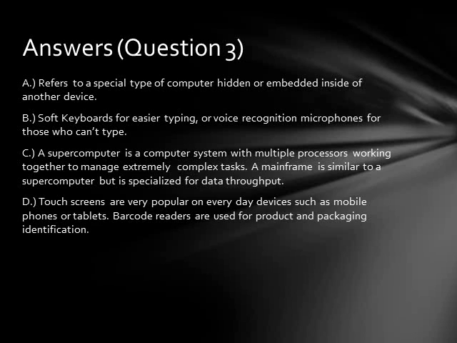The third part of the question wanted to distinguish between a supercomputer and a mainframe. And so a supercomputer is a computer system with multiple processors working together to manage most complex tasks. So more processing power helps the computers basically work through all the functions and commands more quickly. A mainframe is very similar to a supercomputer. The only difference is it is specialized for data throughput. And so the processors, rather than working on complex tasks, are usually used to process mass amounts of data and then organize them in, say, a database or whatever might be used to store the data in.